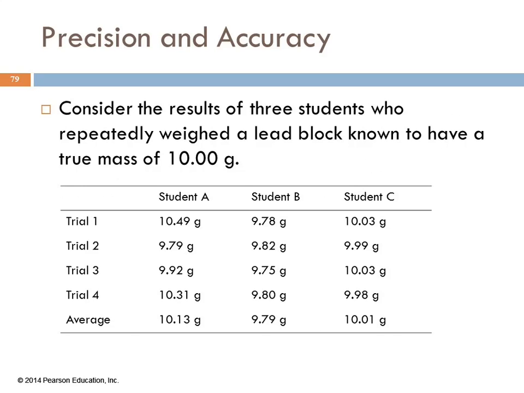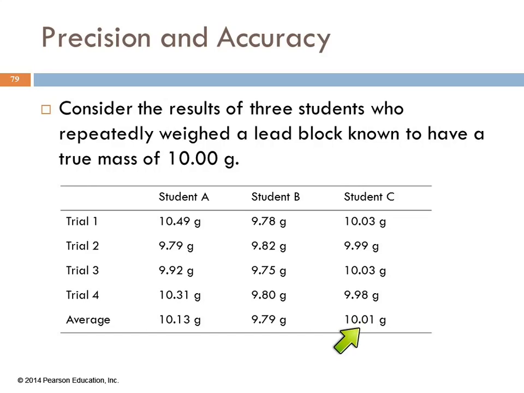Let's see if we have an illustration. Oh, sort of. So here we've got 3 students weighing a lead block. We know that the lead block has a mass of 10.00 grams. So here's student A. He's weighing it 4 different times, and these are the numbers that he gets. He comes up with this as an average. Here's student B and student C. So if we look at their averages, which average is closest to the true value?